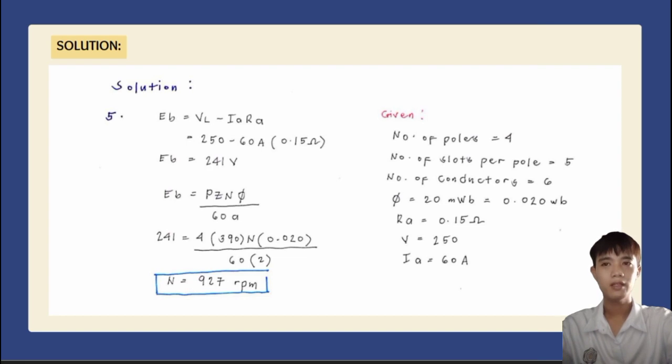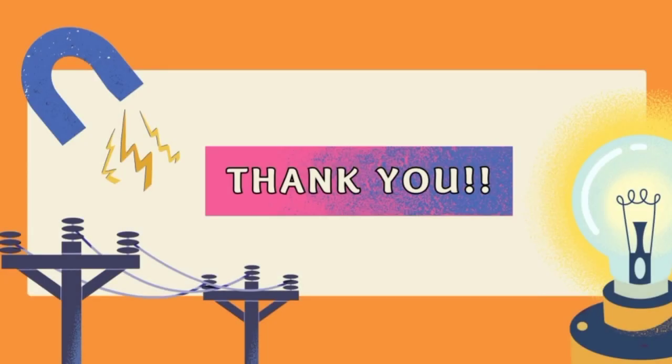Substituting the values, we have 241 is equal to 4 times 390 times N times 0.020 over 60 times 2. Therefore, the speed of the motor is approximately 927 RPM. And that would be all. Thank you.